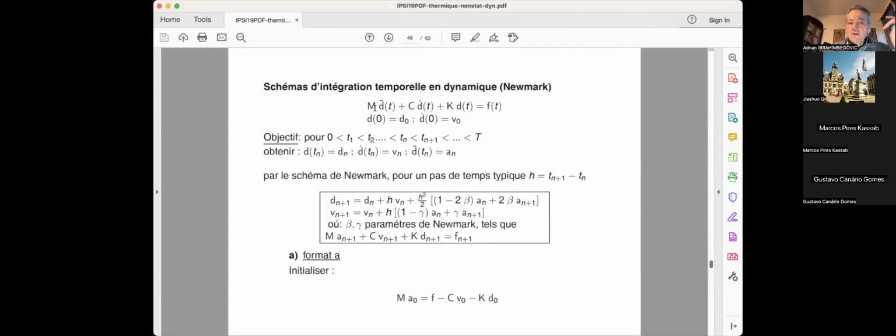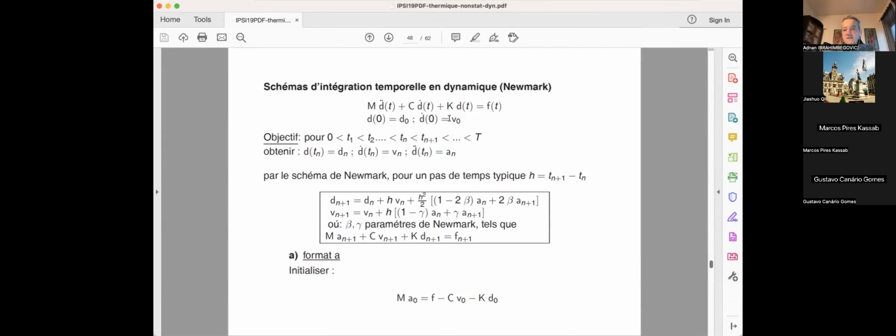So let's say I now want to study how to solve the set of second order differential equations in time, where I have mass times acceleration plus damping matrix times the nodal velocity plus the stiffness matrix times the displacement, all dependent on time, equal to the equivalent external forces F of t. And I have my two initial conditions, which are the initial displacement d0 and initial velocity v0. So the solution will be solved again with a time integration scheme.